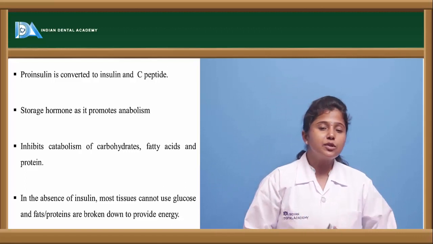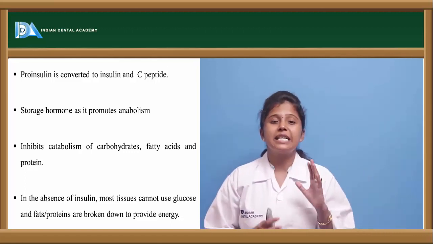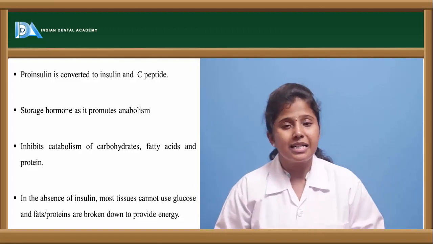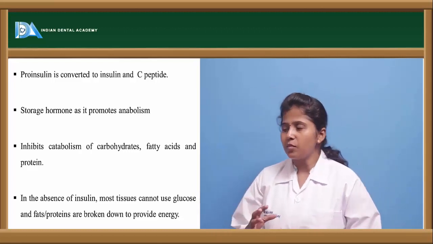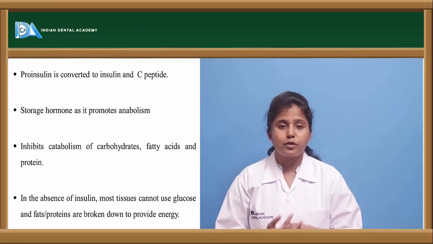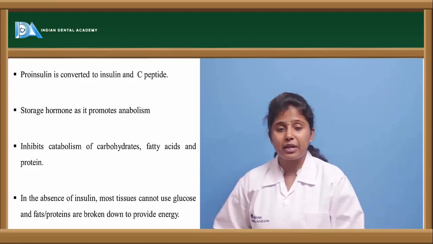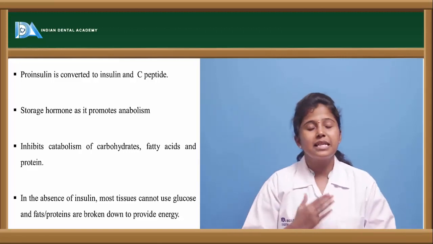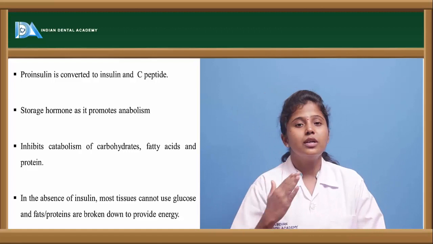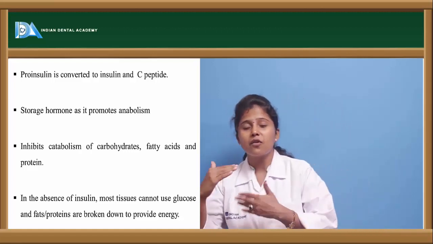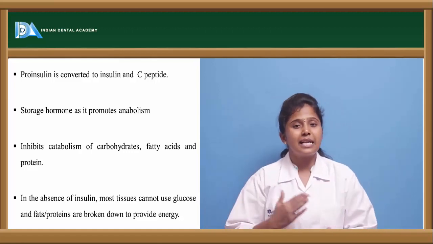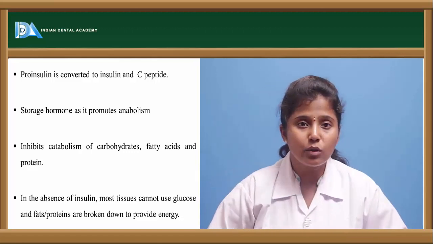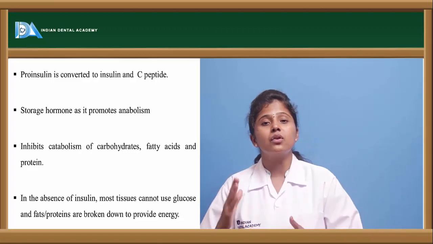Proinsulin, which is an inactive form of insulin, is converted to insulin as well as the C peptide. And insulin is a storage hormone which promotes anabolism. So this is a storage hormone which aids in the metabolism of various carbohydrates, proteins and lipids, and it inhibits the catabolism of carbohydrates. Here, anabolism means formation of compounds, and catabolism means breakdown of compounds. So insulin inhibits the breakdown of the carbohydrates.